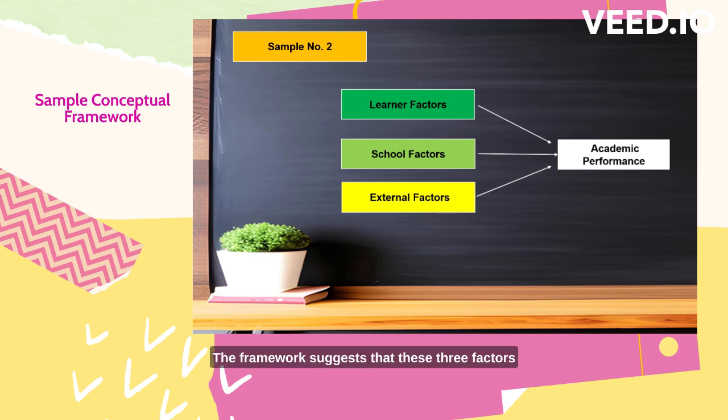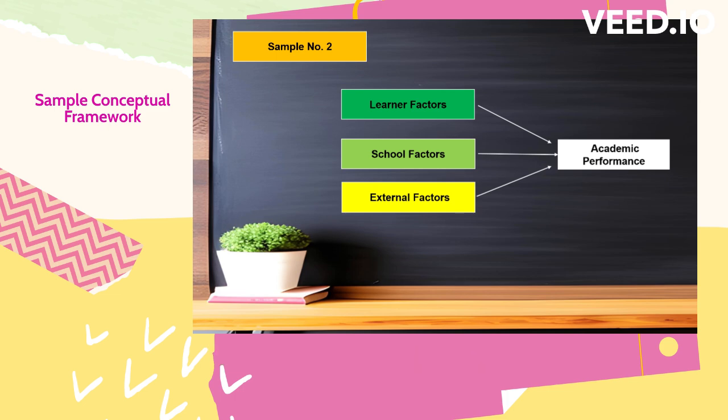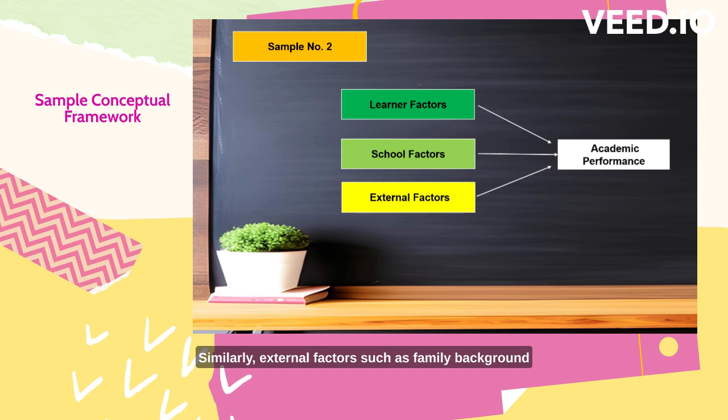The framework suggests that these three factors are interconnected and affect academic performance. For example, learner factors such as motivation and learning style may influence the effectiveness of teaching methods used by the school. Similarly, external factors such as family background may impact a student's motivation and socioeconomic status, affecting their academic performance.